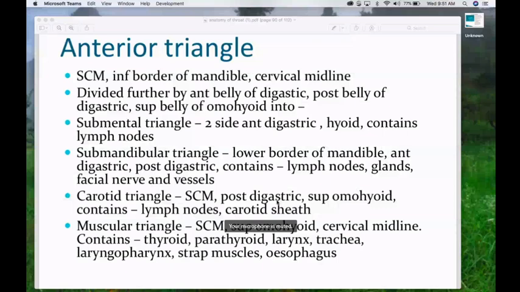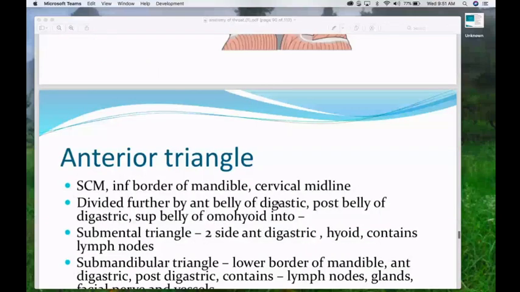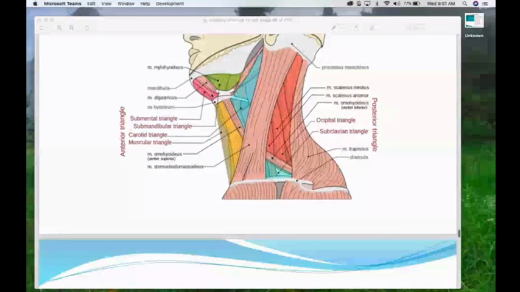The anterior triangle of the neck is further divided by the anterior belly of digastric and posterior belly of digastric, or superior belly of omohyoid, into more triangles. Okay, that is the submental triangle, submandibular triangle, carotid triangle, and muscular triangle. Okay, so this is the submandibular triangle, this one is the carotid, and this is the muscular triangle.